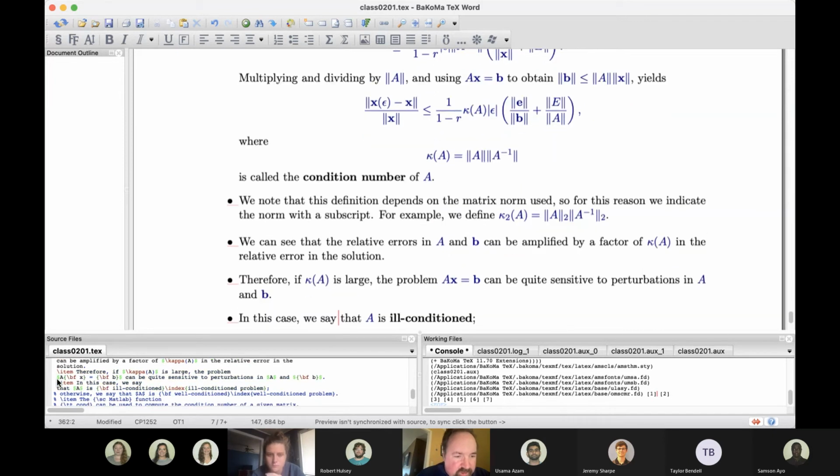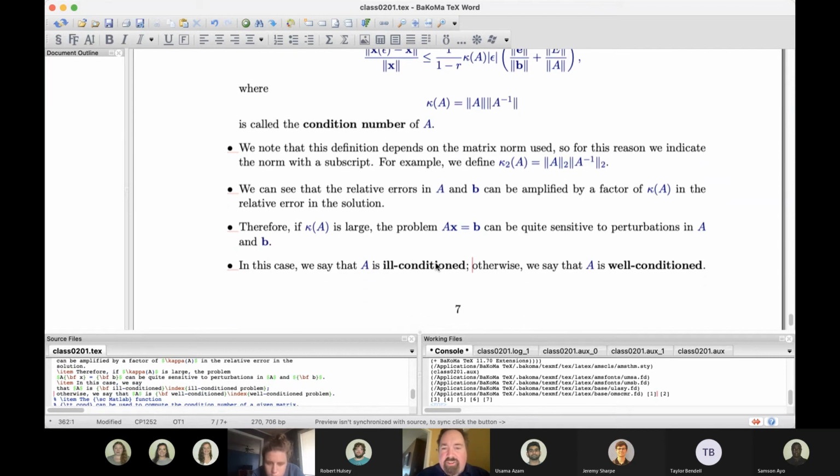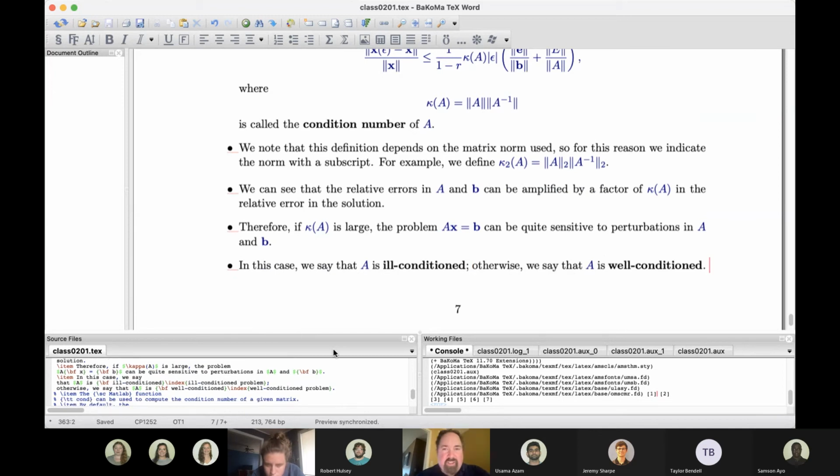Okay, so if a condition number is large, we say it's ill-conditioned, otherwise we say it's well-conditioned. The condition number is always greater than or equal to 1. So that's the best you can hope for. Like the condition of identity is 1.